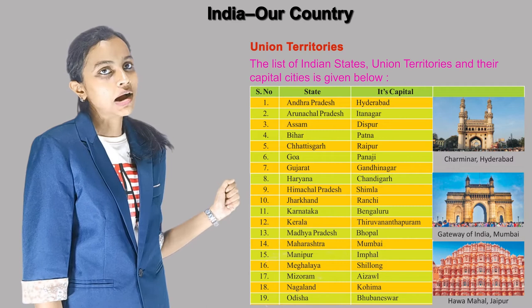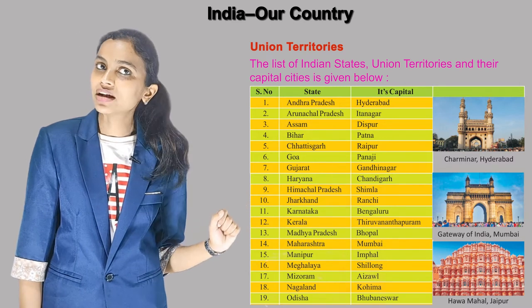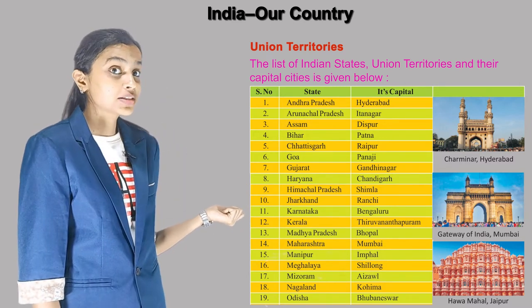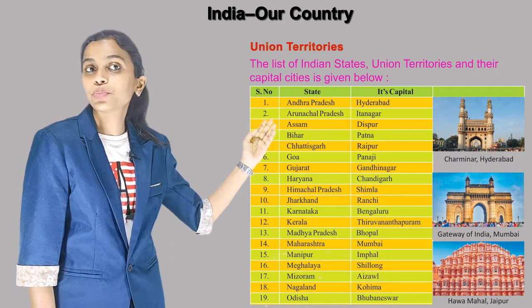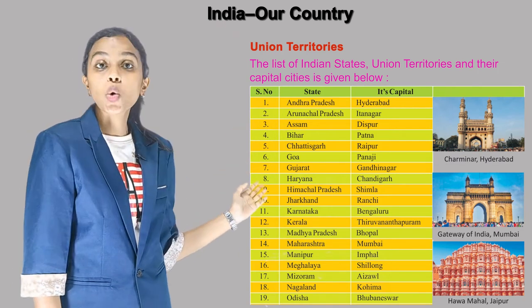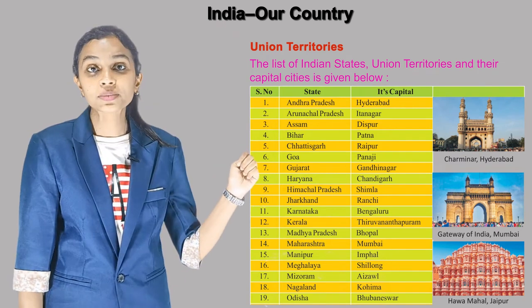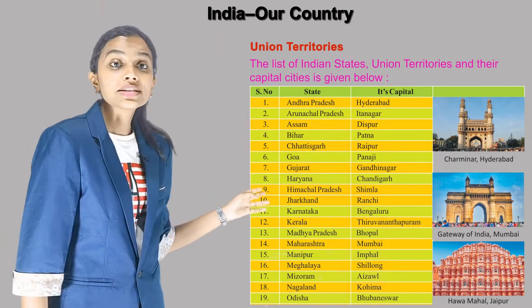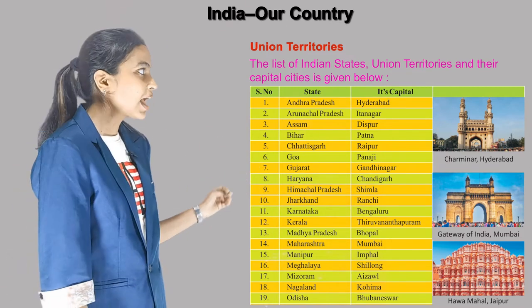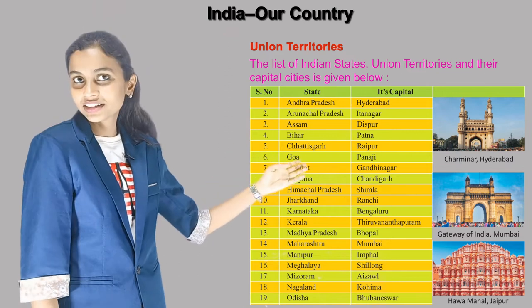Fourth one is Bihar. Its capital is Patna. Fifth one is Chhattisgarh and its capital is Raipur. Sixth one is Goa and its capital is Panaji. The seventh one is Gujarat and its capital is Gandhinagar.